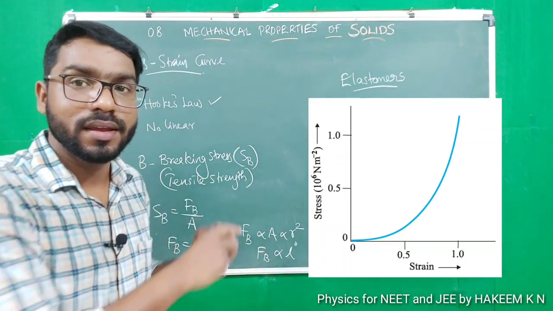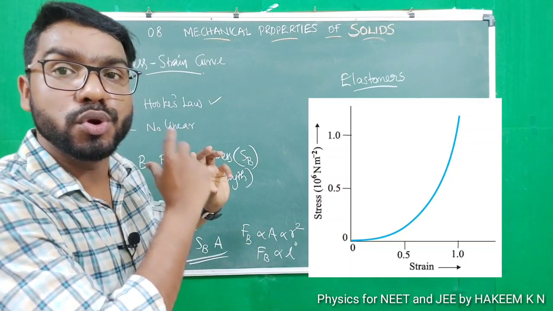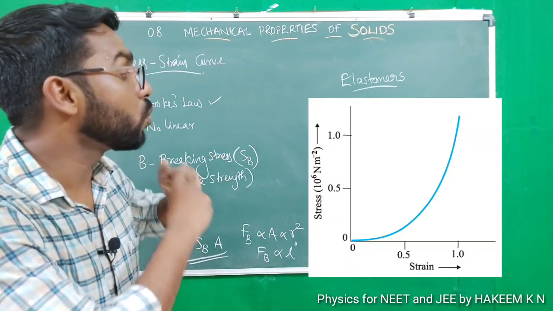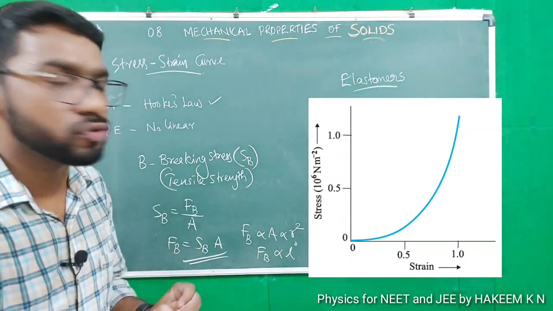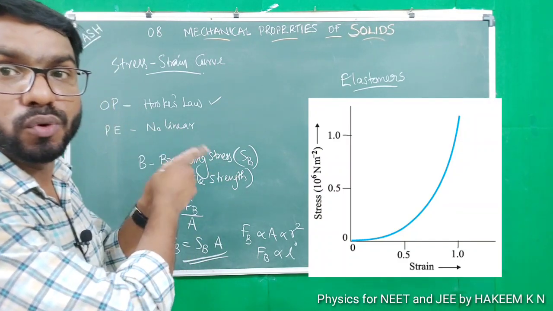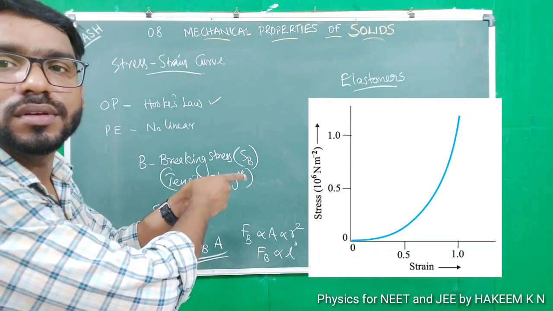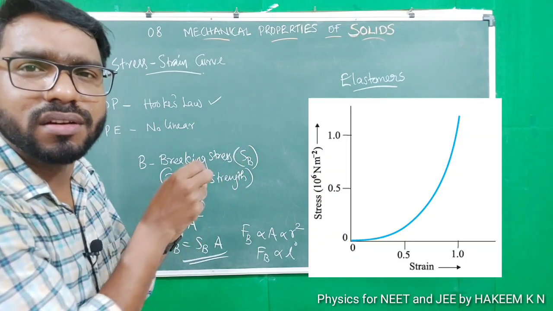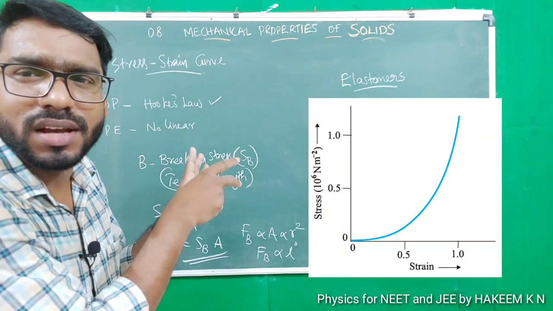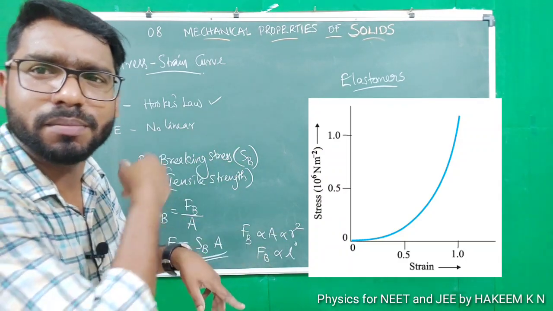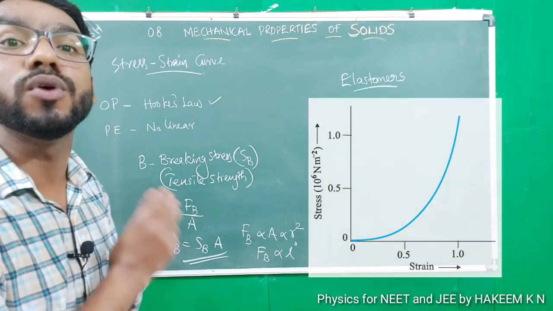So we can say elastomers do not obey Hooke's law at all. In Hooke's law, the stress strain graph will be a straight line. For elastomers, the graph is not a straight line, it is parabolic. They do not obey Hooke's law at all.